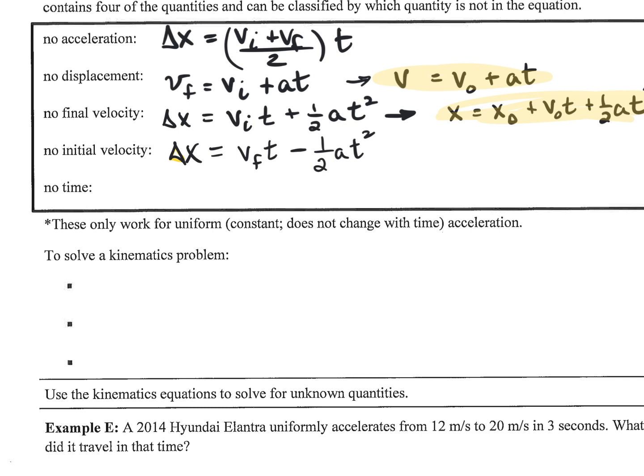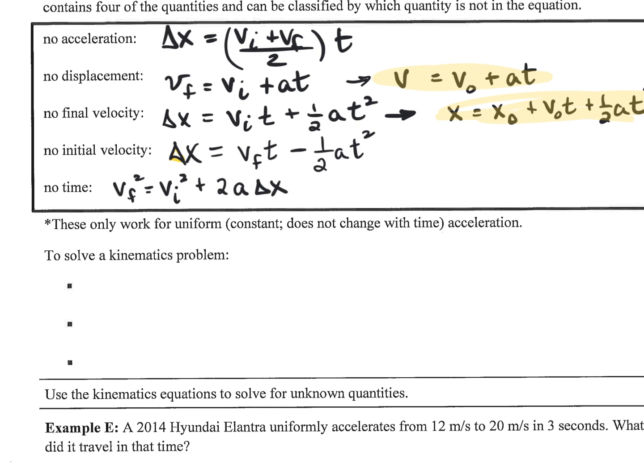Now, if we don't have time, there's only one equation of all the kinematics equations, what we call the big five, that does not include time. That is the third equation on your sheet. It says V final squared equals V initial squared plus 2a delta x.